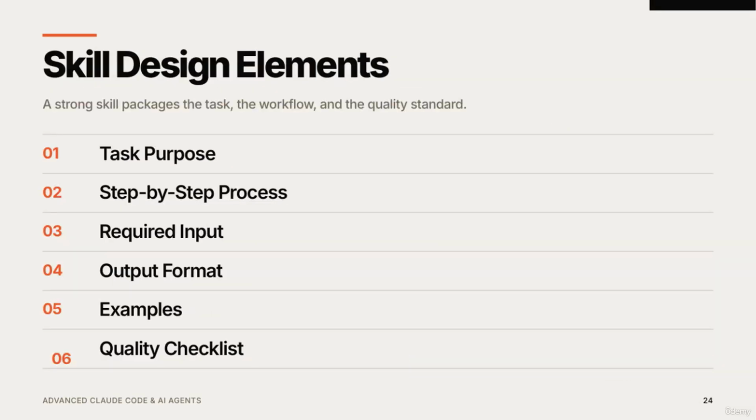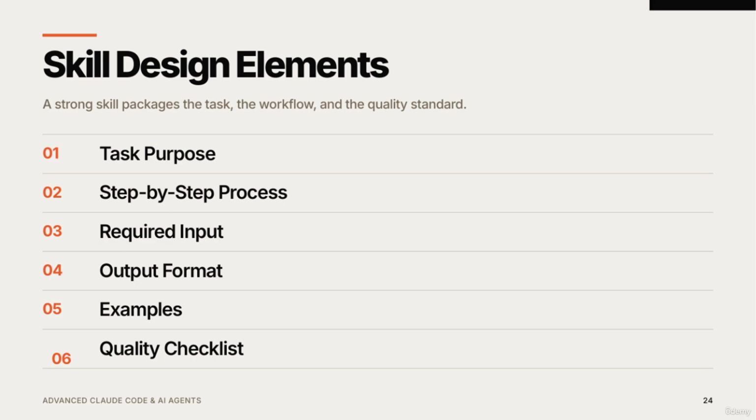Here, we're looking at what makes up a strong skill. Essentially, it combines several key elements to ensure consistency and quality. First, we have the task purpose, which clearly defines why the skill exists and what it's meant to achieve. Next is the step-by-step process, laying out the precise actions needed to complete the task effectively.